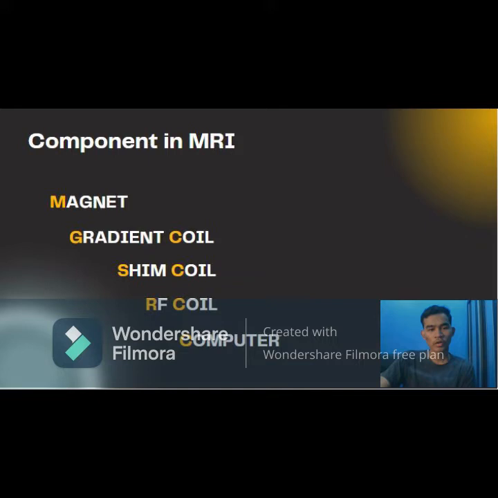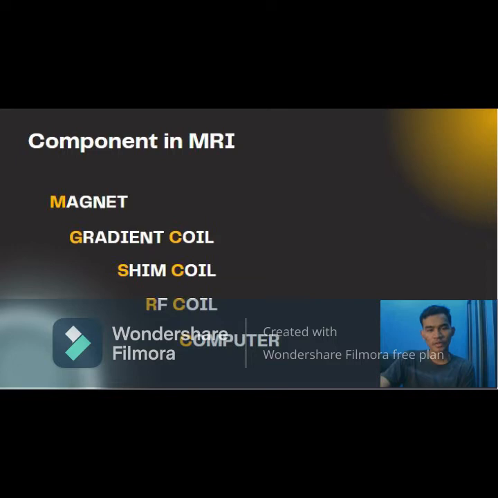Number 3 is the shim coil. One of the requirements for good imaging is a homogeneous magnetic field. This is a field in which there is a uniform field strength over the image area. Shimming is the process of adjusting the magnetic field to make it more uniform.